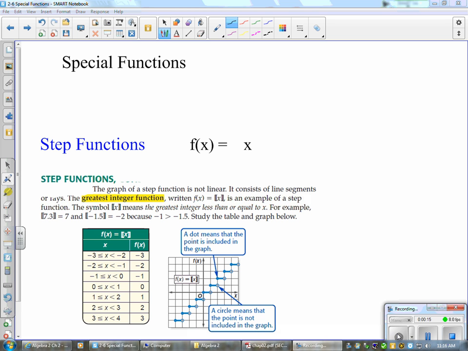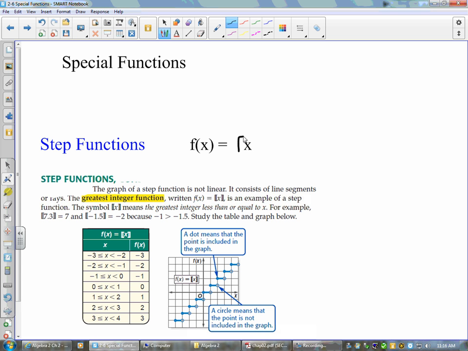And how they're denoted is by saying f of x, and they have what's called a double bracket. It looks kind of like this. So it's a bracket on each side, but it's more of a double bracket. And what this means is that in positive numbers, f of x, or y, will equal whatever number you put in there, it'll turn it back into an integer.